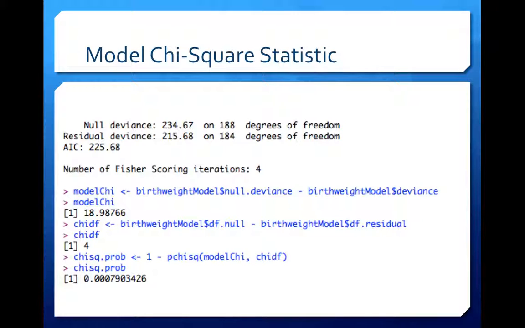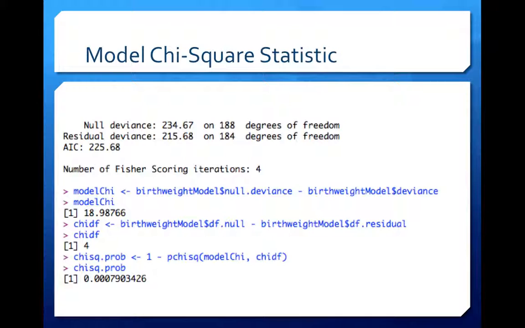Then to get the p-value, you do 1 minus the probability that's outputted when you input our model chi-square statistic and the degrees of freedom. In this case, our p-value is 0.00079, which is lower than the standard level of significance of 5%, which means that we reject the null hypothesis. Therefore, we can conclude that the model is better than chance at predicting whether or not a baby will be born with a low birth weight.